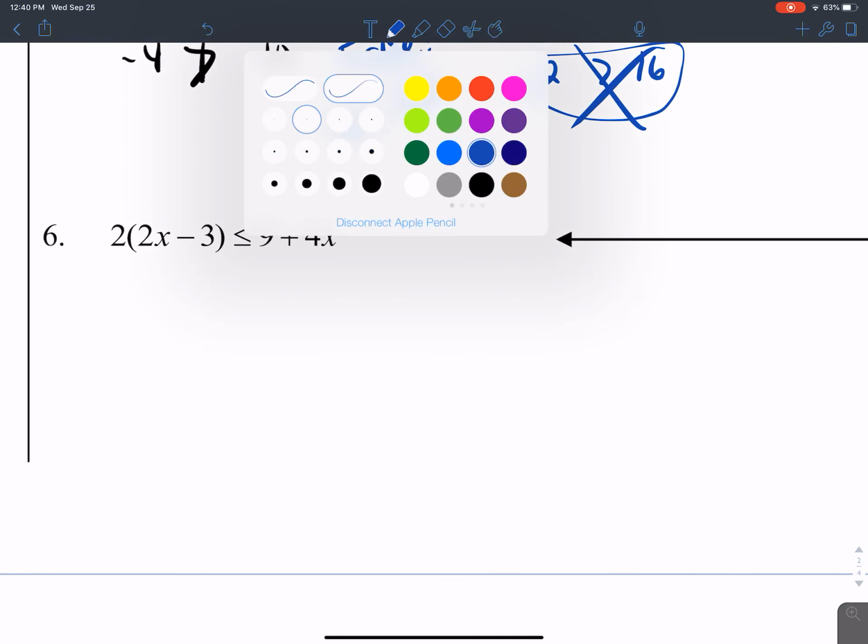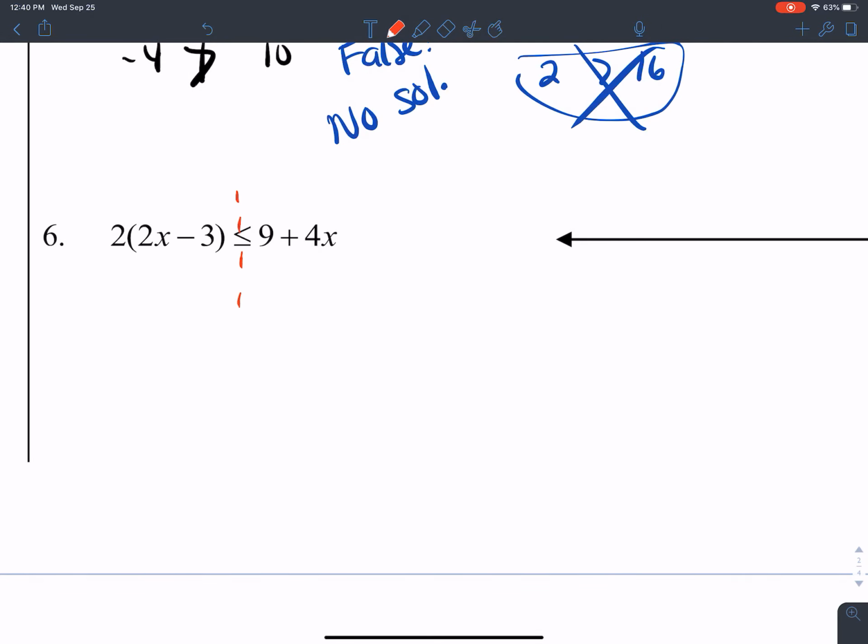Looking at number 6, I see I can simplify the left side of the inequality first by using the distributive property.